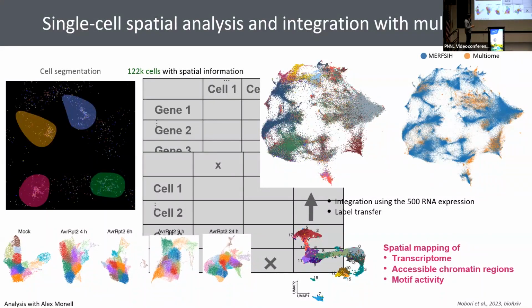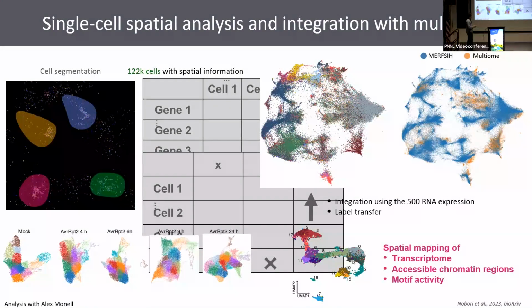And then we did what's called label transfer, where we transferred this cluster label, cluster annotation, defined by the single cell multiome to individual MERFISH cells. And what's good about this is that now we can use MERFISH cells as a spatial anchor to spatially map all the multiome cells, which is whole transcriptome, not only 500 genes, it's 20,000 genes. And also it has chromatin accessibility information such as motif activity.